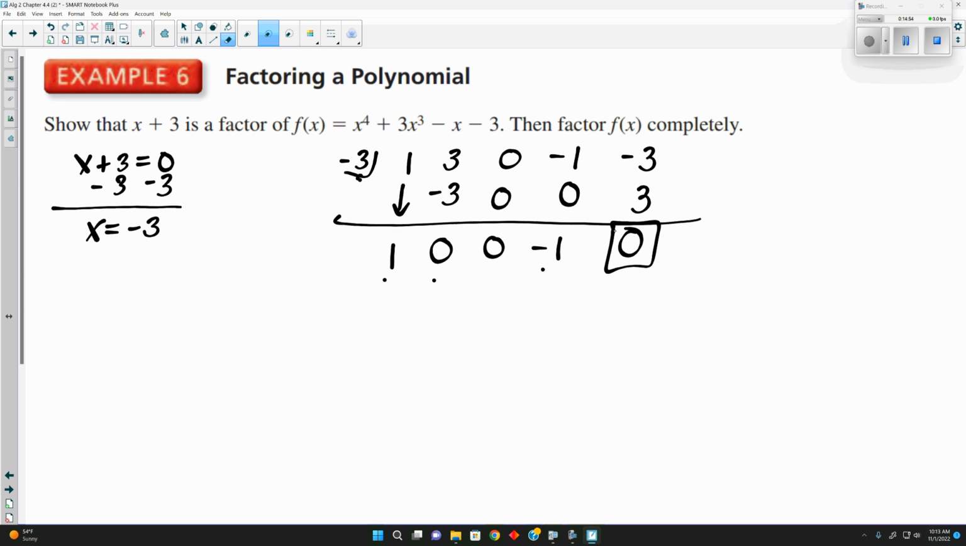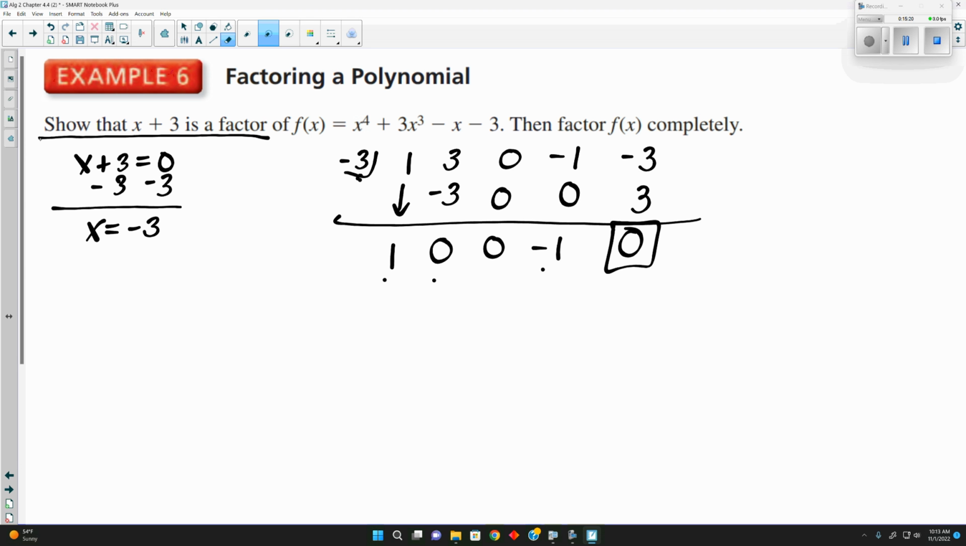Because what were the instructions? Show that x plus 3 is a factor. So they're essentially telling us it is. Now, part of the reason we're doing the first part of the factoring, well, do we have a good way to factor x to the fourth plus 3x cubed minus x minus 3? I mean, no and yes at the same time.